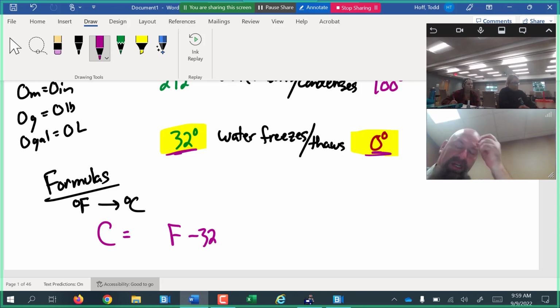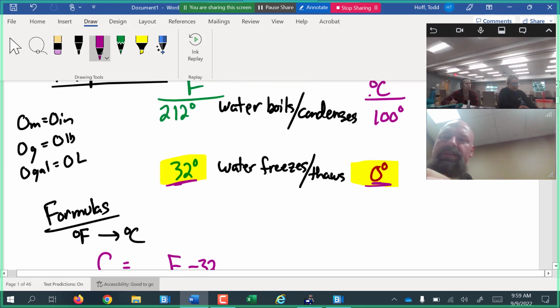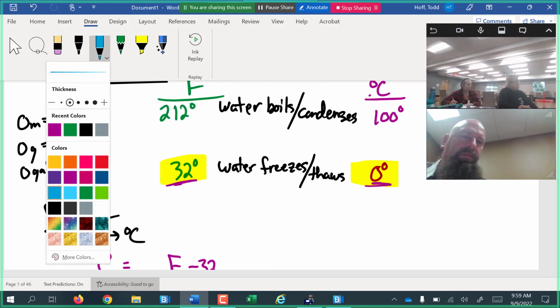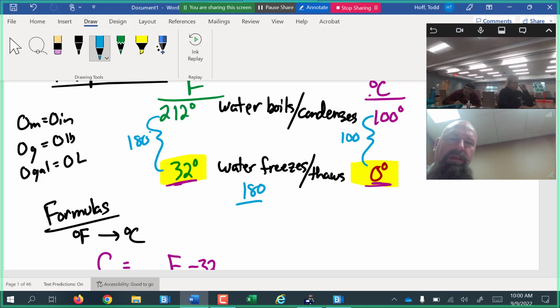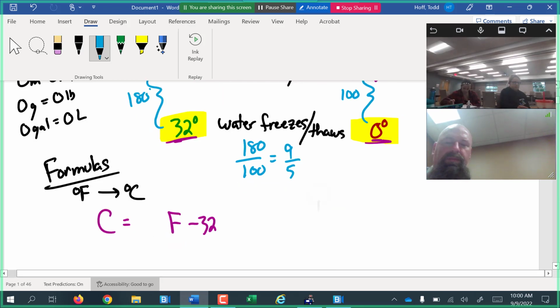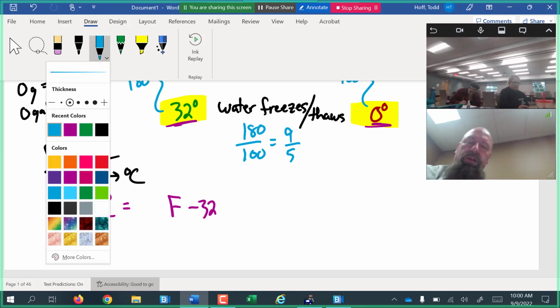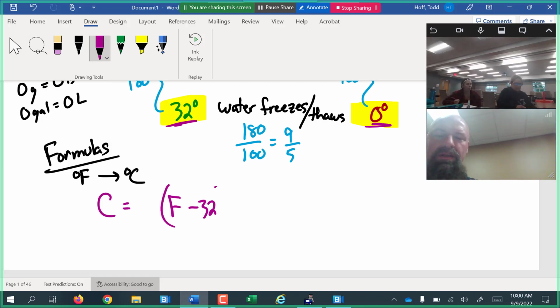And then we take into account the difference in the range from freezing to boiling. It's 100 degrees in the Celsius scale and 180 degrees in the Fahrenheit scale. That ratio, 180 over 100, reduces to a 9:5 ratio. Depending on which one you put on top, it's 9:5 or 5:9. Going from Fahrenheit to Celsius, it's the 5:9 that gets used. So we multiply by the fraction 5/9.